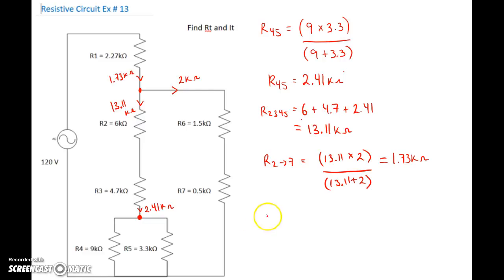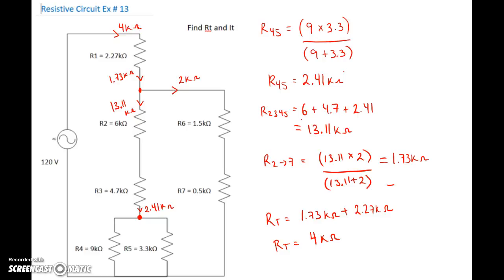And then our total is going to be equal to the 1.73 that we just found, plus the 2.27 that we have for R1. And so total resistance ends up being 4 kiloohms. Excellent. Okay, so our total resistance here is 4K.